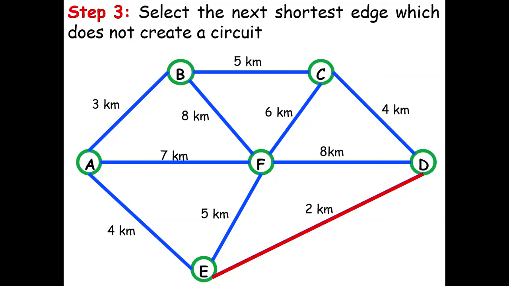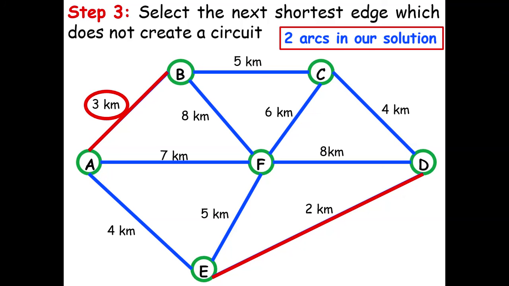Now step 3, now I've got to choose the next shortest edge. So now I look at all the other numbers and think, right, which one's the next smallest number? And it's this 3 kilometers over here between nodes A and B. So that means I'm going to add that arc into my spanning tree solution. Okay, now I've got 2 arcs in my solution, so I'm going to keep going because I'm not up to 5 yet.